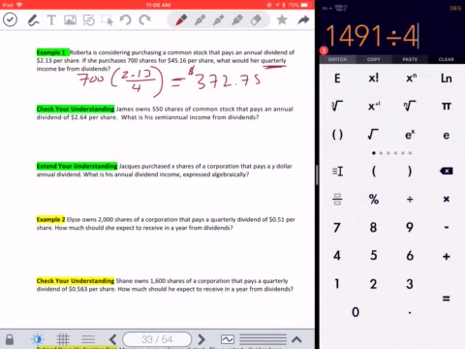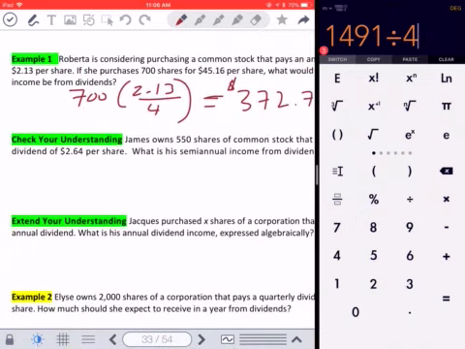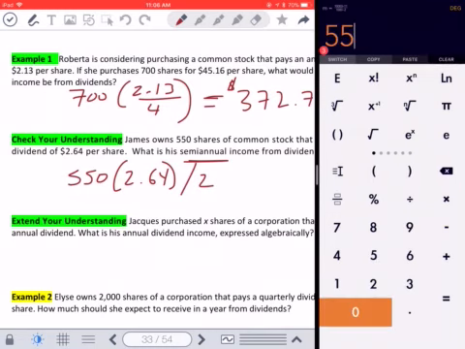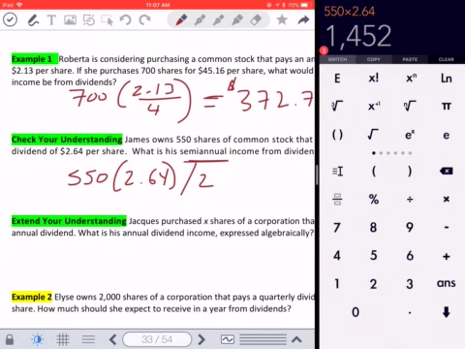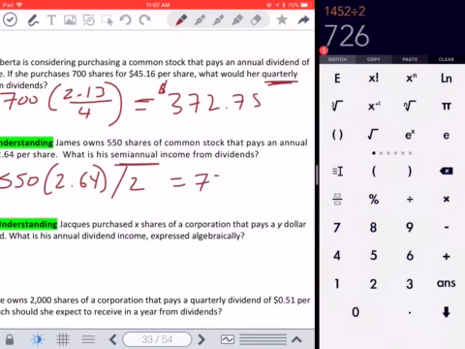James owns 550 shares of a common stock that pays an annual dividend of $2.64 per share. What is the semi-annual income? It's semi-annual, so I'm going to divide that by 2. So it's 550 times $2.64, and I'm going to divide all of that by 2. So 550 times 2.64, get my answer, divide that by 2, and I get 726.